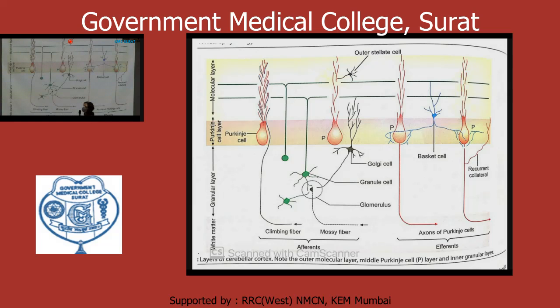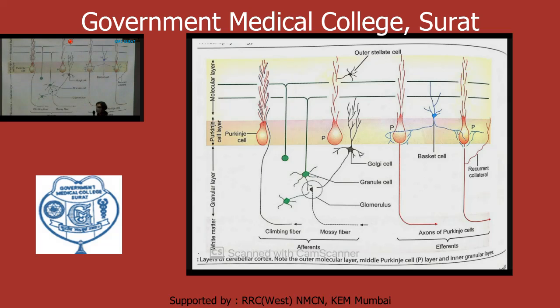The cerebellum receives impulses from almost all parts of the body: from the extremities, the head region, the face, and the brain also. So the cerebellum is sometimes known as the small brain, as it receives signals from all over the body.